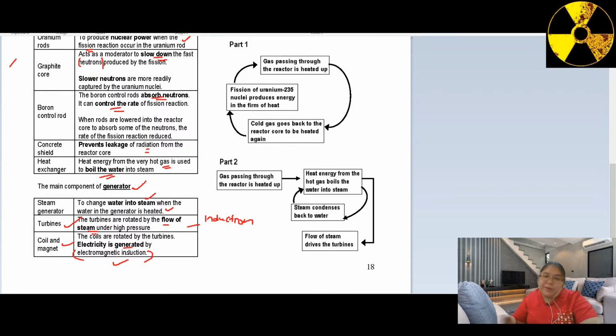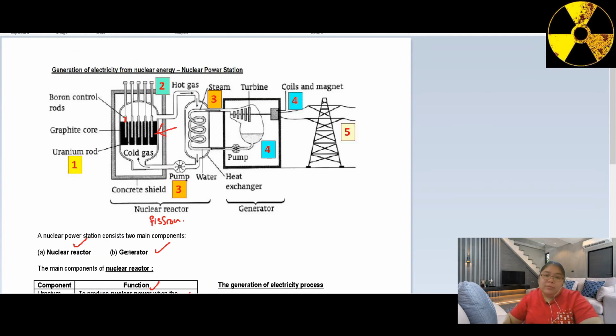Then we go to the diagram. From the diagram, you refer to the notes below. Let's see the first part. The first part I call the label. Fission of uranium nuclei produces energy in the form of heat. Number 1, in the form of heat.